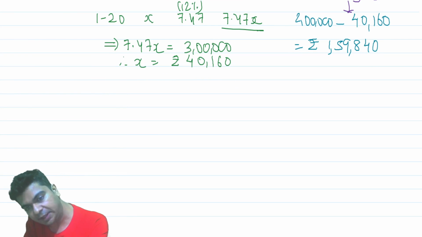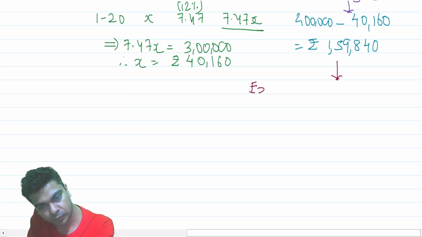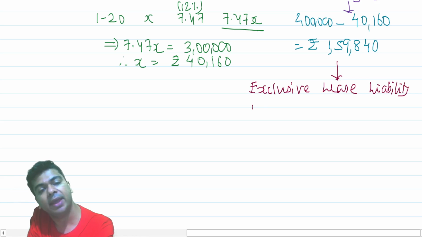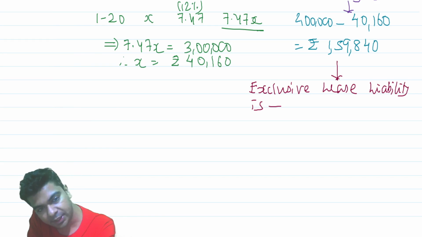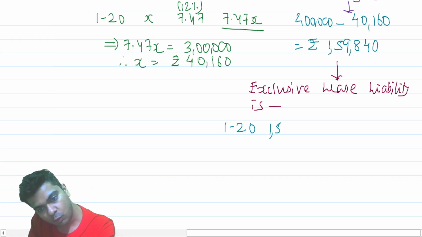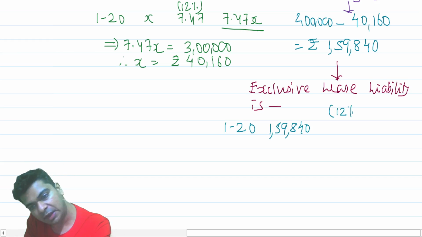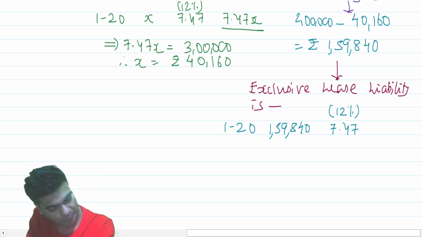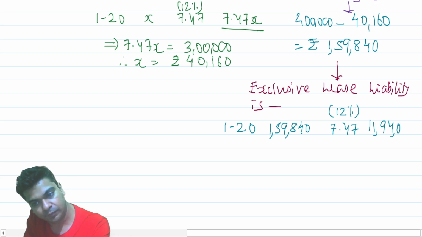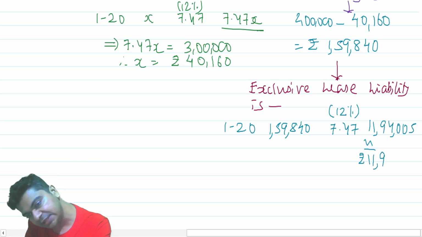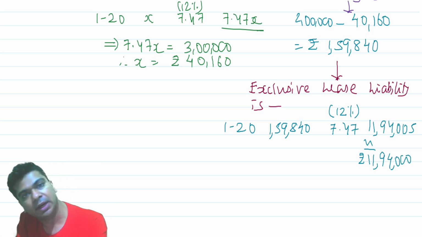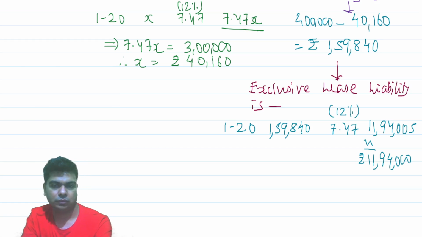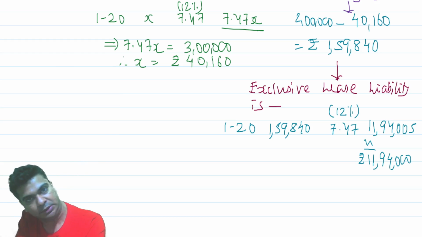So I'll continue further over here. I will say exclusive lease liability. Why exclusive lease liability? Because this you are paying only for the asset. Exclusive lease liability is again 1 to 20, 1,59,840 at 12%, which is 7.47. So I'm getting some 11,94,005. Let me round it off to 11,94,000. So exclusive lease liability is 11,94,000. If you are still solving this, just pause the video here.